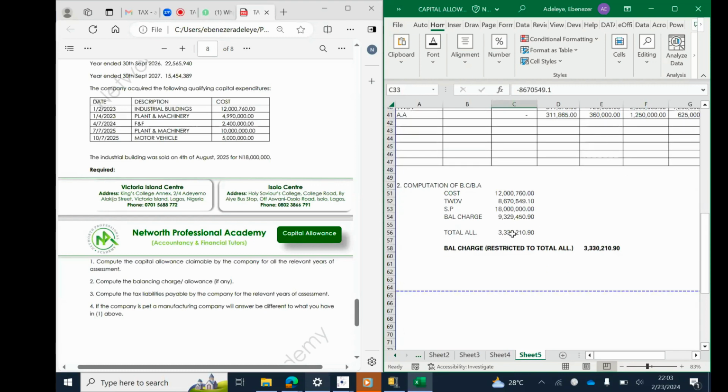So the balancing charge had to be restricted to the total allowance that has been enjoyed during the year. That's why you see that this is the same. Now, the remaining that was not restricted, that is the difference between the normal balancing charge and the balancing charge according to the law, which is the restricted amount. The difference between both, what does it do?